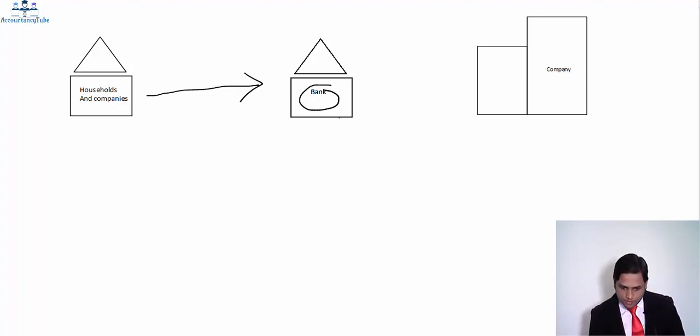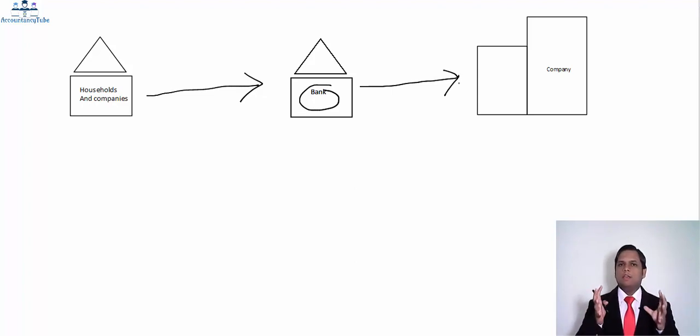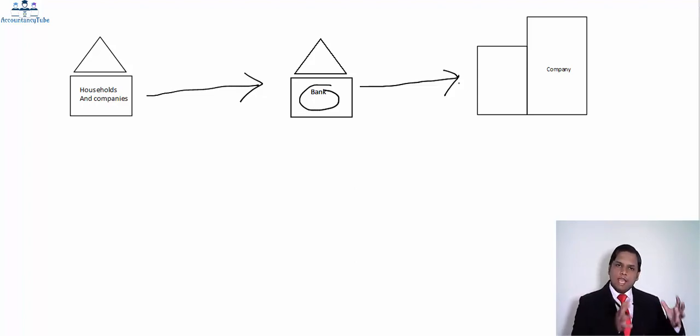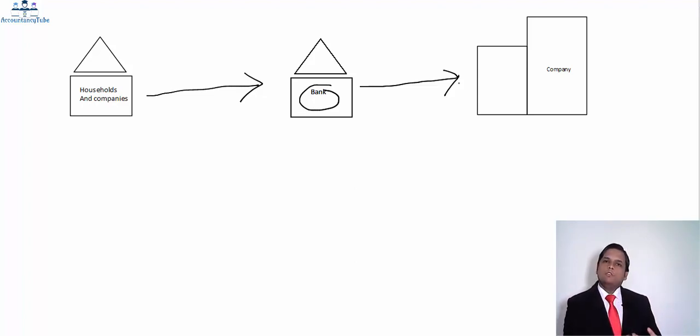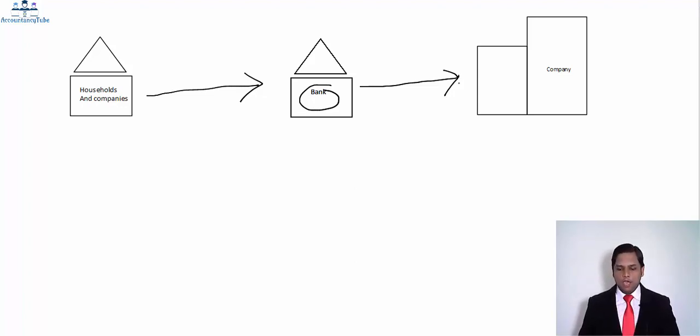And what the bank does is pool those funds together. It creates a large fund and gives it to the companies which are in dire need of those funds. Here the bank is taking funds from households and companies who have surplus funds but do not have the opportunities to invest them, and giving them to companies who actually have the opportunity to invest or grow their businesses. However, they lack finance to do that.